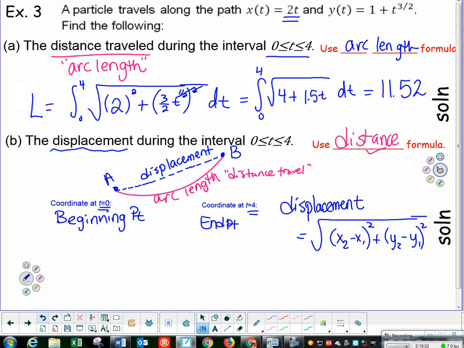All right, so when t is 0, I have x of 0 turns into, where's our formula? Up there, 2 times 0, that gives me 0. Y of 0, I put in 1 plus 0 to the 3/2. Well, that sounds like it's a 1. We got an ordered pair of 0, 1.